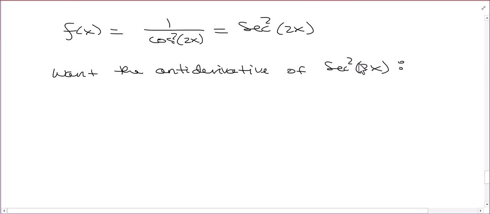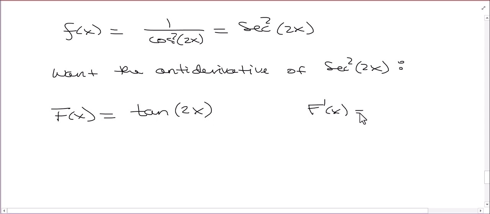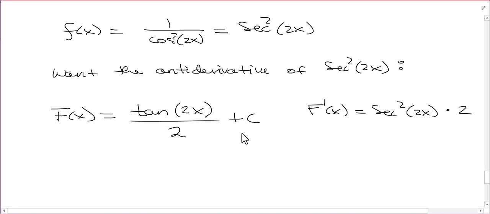So when you see secant square, what function gives you a derivative of secant square? Tangent. So the antiderivative of secant square of stuff, we have to use a little bit of chain rule here. My antiderivative, capital F of x, will be tangent of 2x. What happens when I take the derivative? The derivative of tangent is secant square 2x, but by chain rule I'm going to have times the derivative of the inside, which is 2. We don't have that here, so that means we need to divide by 2, and then plus a constant.